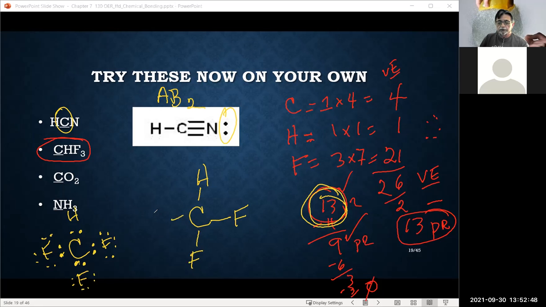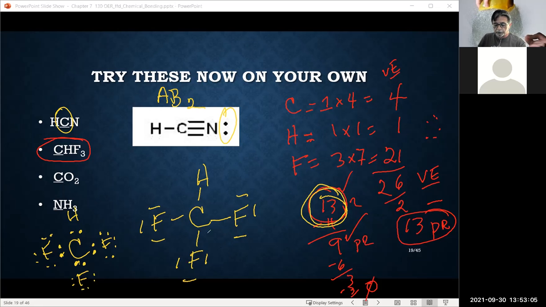This is, by the way, called trifluoromethane. These are fluorinated hydrocarbons that used to play havoc, and still do, on our ozone layer up in the atmosphere. So that's our general formula.